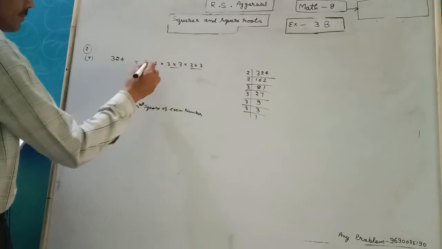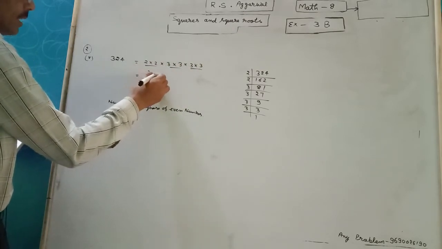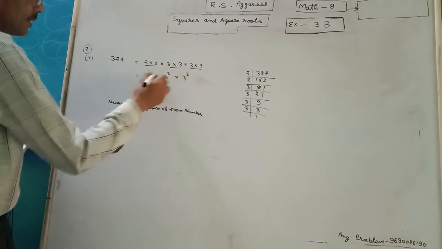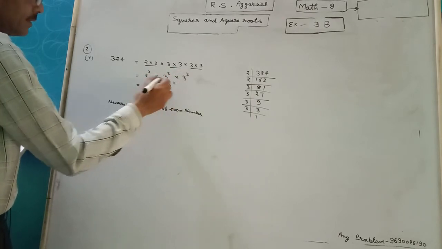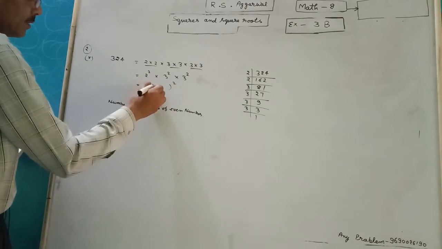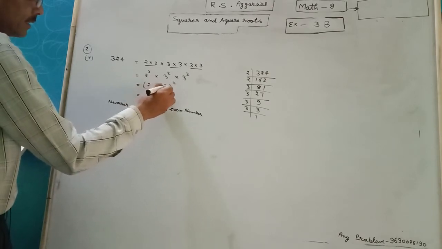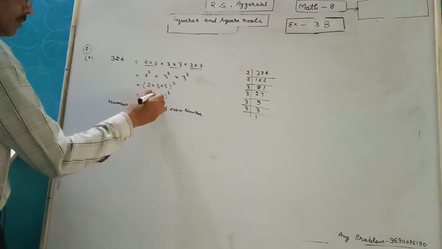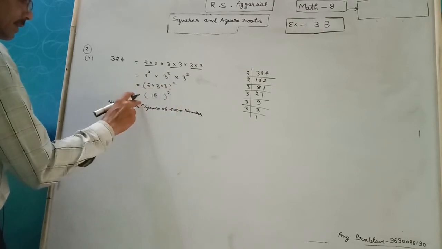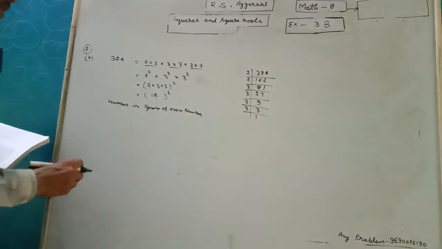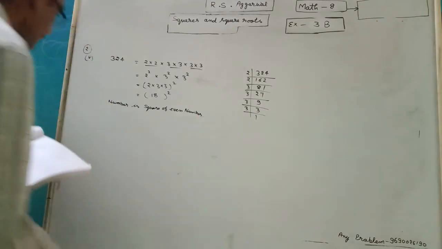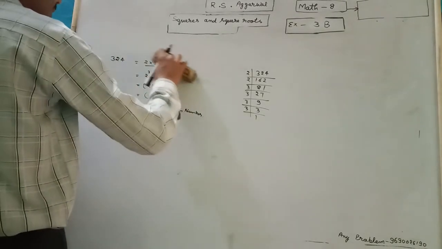Make the pair. 2 square into 3 square into 3 square. Write in one bracket, 2 into 3 into 3. After multiply 9 2 ja 18. So number is square of even number. Second question complete. Third question, it is same.